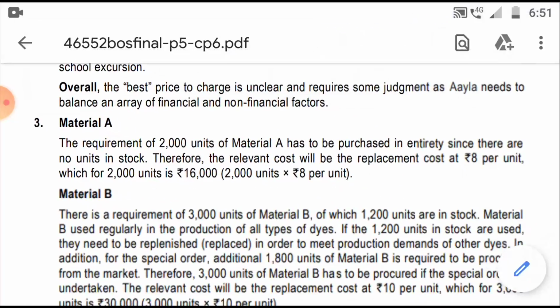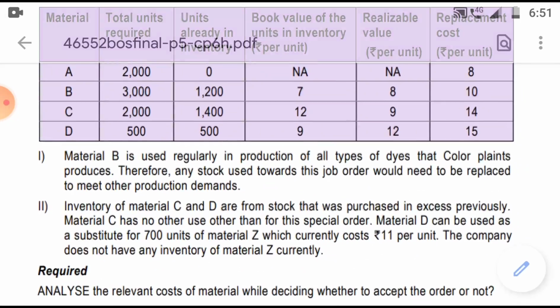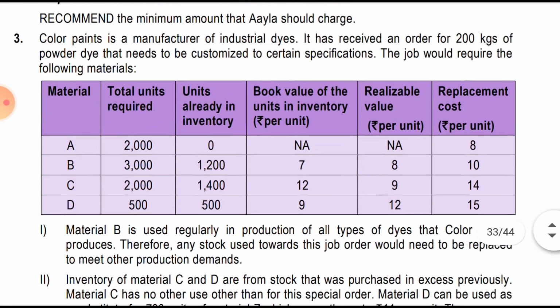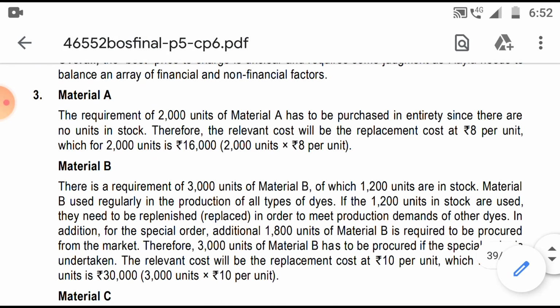We will quickly see the solution. Actually, for C, I need to check. Okay, it is 12. Perfect. Now we go through the solution part. Required: analyze the relevant cost of the material while deciding whether to accept the order or not. So for each material we have to discuss. In the solution, for material A, the requirement of 2000 units has to be purchased entirely, since there is no unit in stock.